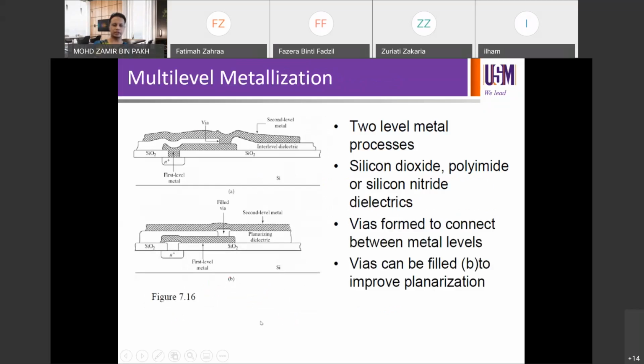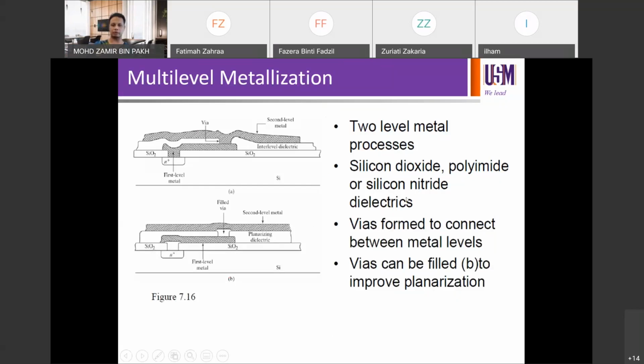Multi-level metallization. So we have covered last time about metal 1 until metal 8, or in fact more than that. So that's what it means by multi-level metallization, more or less. We've covered it during process integration as well. So two-level metal processes, it can be more than that.